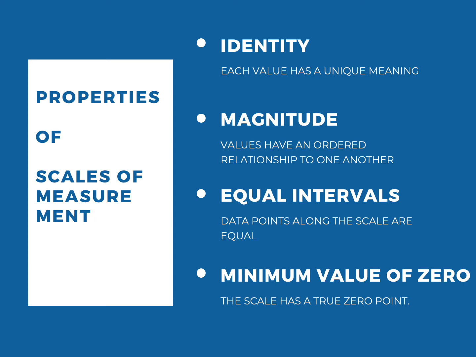A minimum value of 0 means that the scale has a true 0 point. Degrees, for example, can fall below 0 and still have meaning. But if you weigh nothing, you don't exist. Each scale may have one or two or all of these properties.